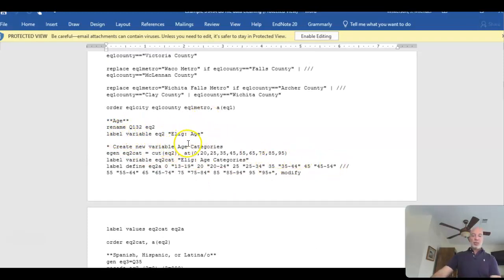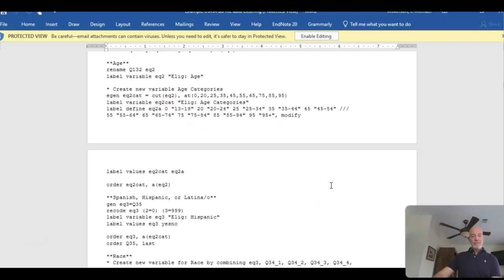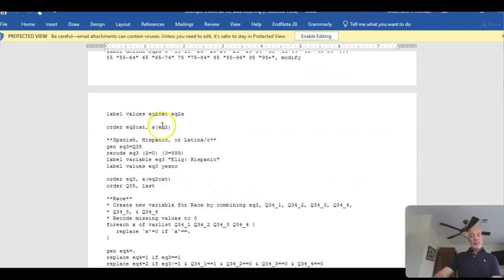EQ2 was eligible age. We created a categorical variable, so we used egen. So egen equals EQ2, the continuous variable, but now it's categorized. And then we created cut points at these different levels. And then we labeled each of those cut points using the label define command. Notice we have modify there at the end. We labeled the values and then we ordered it.